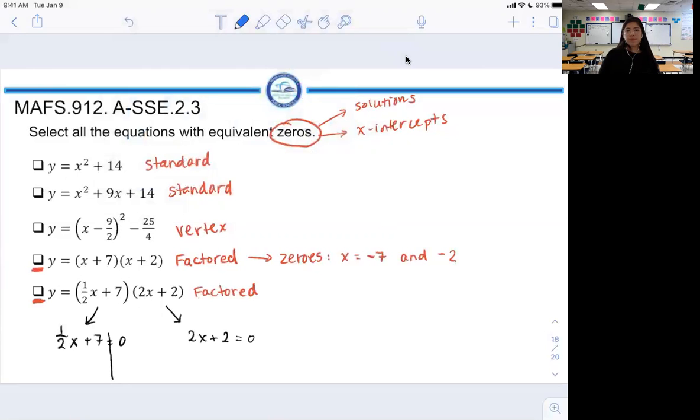Miss, you lagged out. Can you repeat it? Sure, what do I do to both sides? I'm solving for x. Subtract. Subtract 7.